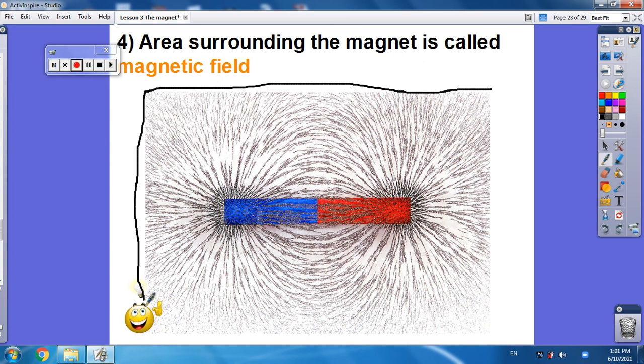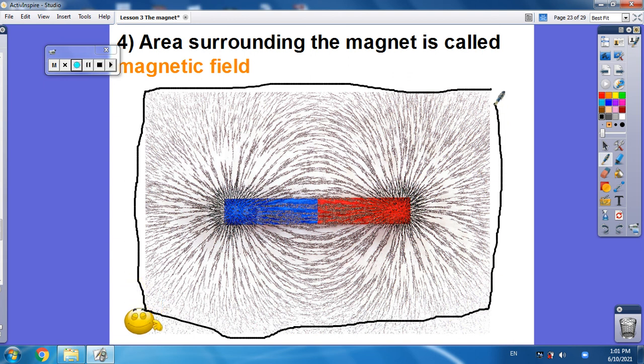So the magnetic field is this area in which the magnetic force or magnetism appears. Outside this area there is no magnetic force or magnetism, okay? The magnet cannot attract anything outside this area.